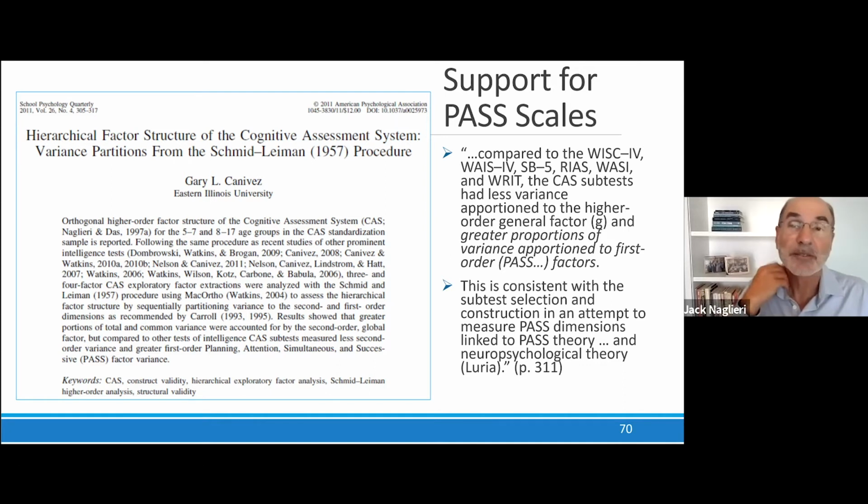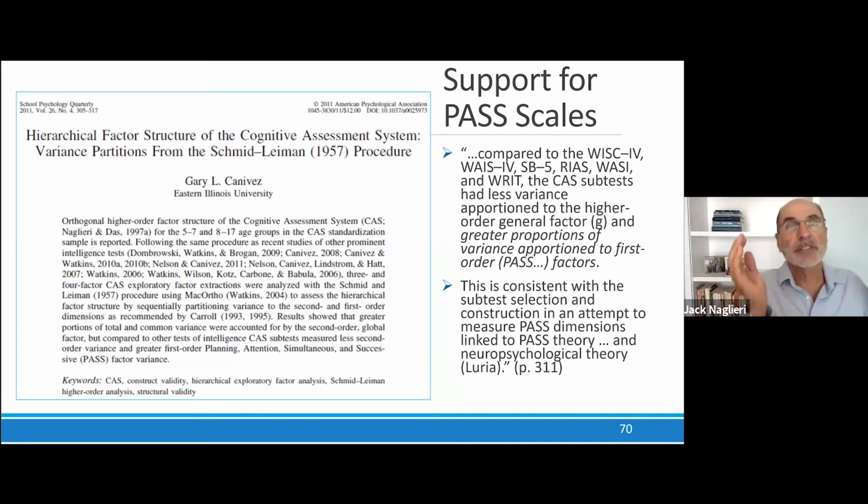I took a risk. When I had my CAS standardization data, I gave it to Gary Canivez, somebody who I've known for decades now. I said to him, Gary, I just want to know what is. Just do what you do and tell me. And I'll accept whatever you find. And he did. And it's not the same. Why isn't it the same?